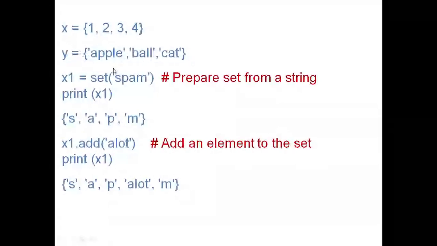Y equal to a set of strings, and then x1 equal to set of 'spam'. If I give it like this, then Python will automatically prepare a set from a string. Each character will be taken and prepared as a set of elements, so SPAM is taken and put inside this set. Then I am saying add. When I want to add an element to the set, I can use this add function. So x1.add('allowed'). Already we have 4 elements in this x1. Now one more element, allowed, is also added. Since it is unordered, this allowed can be anywhere. When I executed, I got it as the 4th member, but you may get it in a different order.